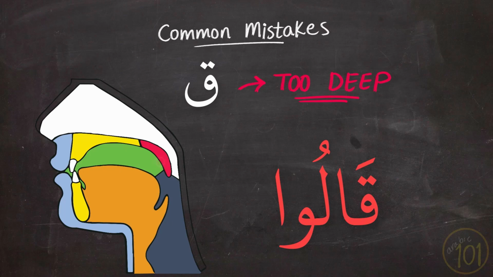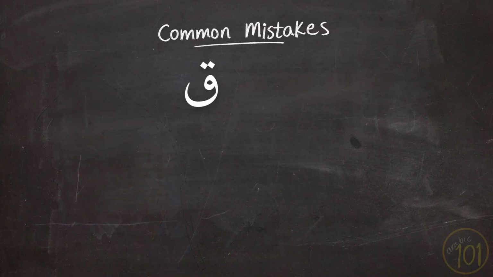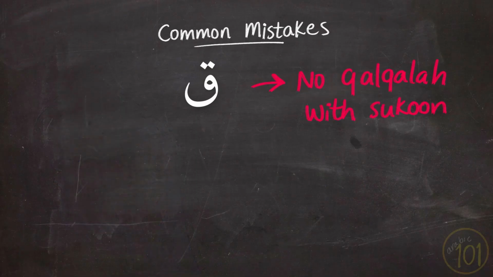Qalu. While the tongue should be touching the soft palate to make it sound like a correct qaf, like this. Qa, qalu. The second mistake is when qaf has sukun and you don't apply qalqala on it.